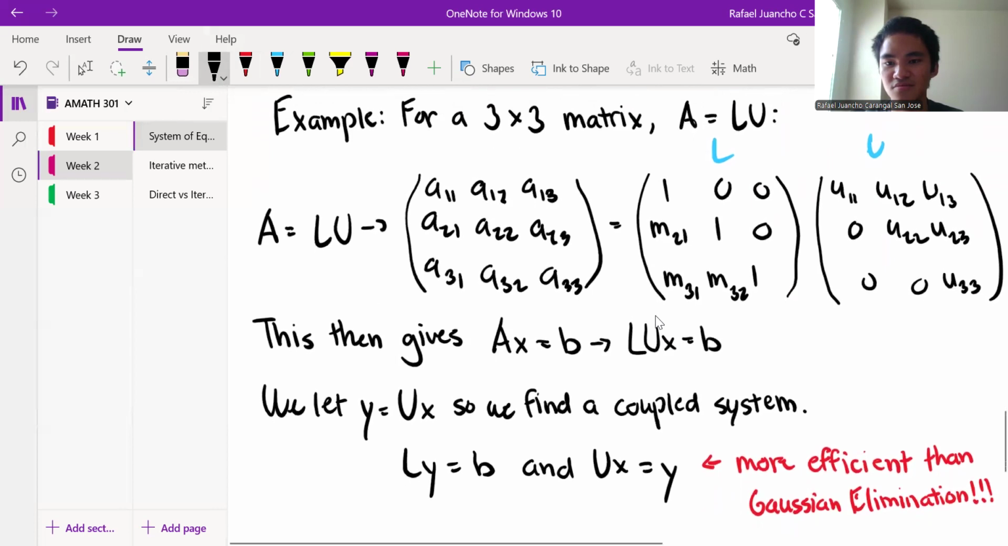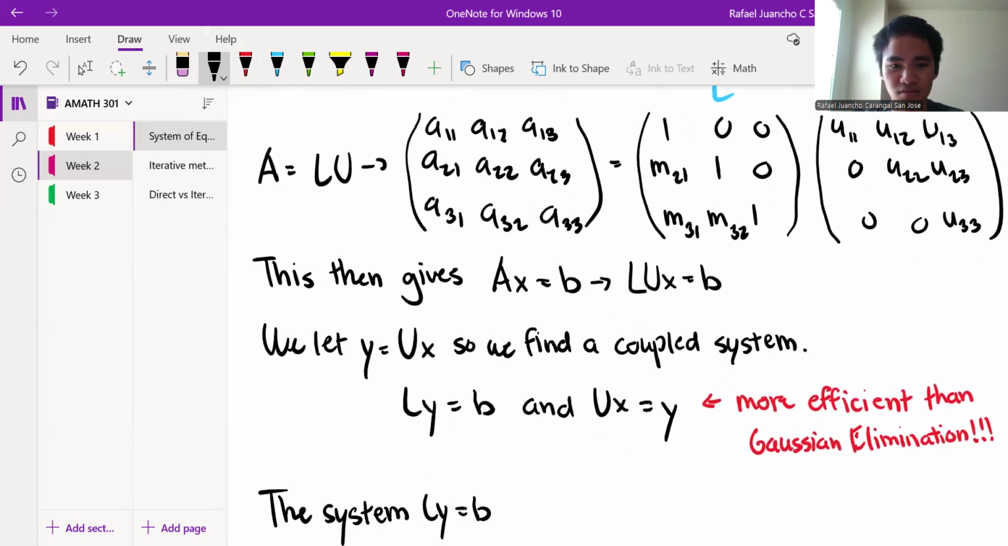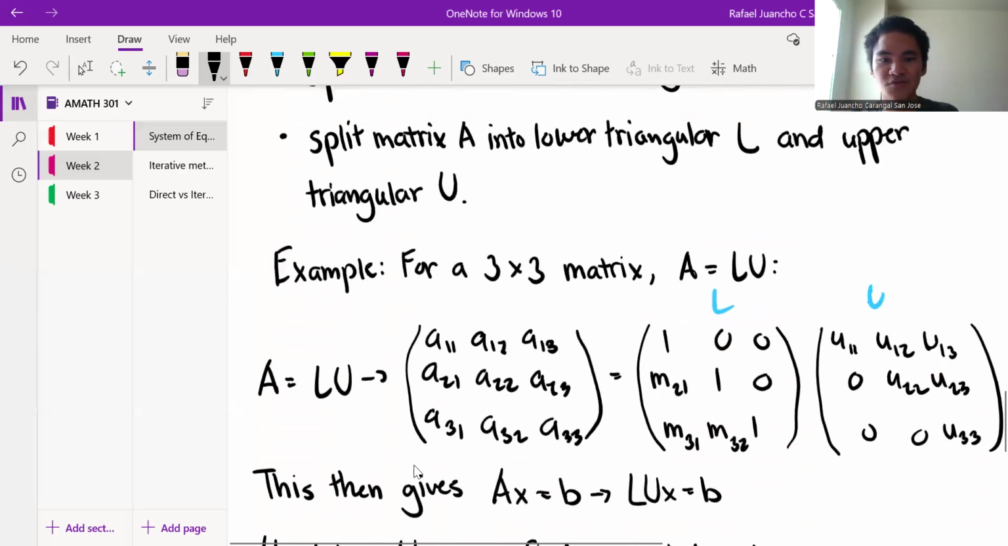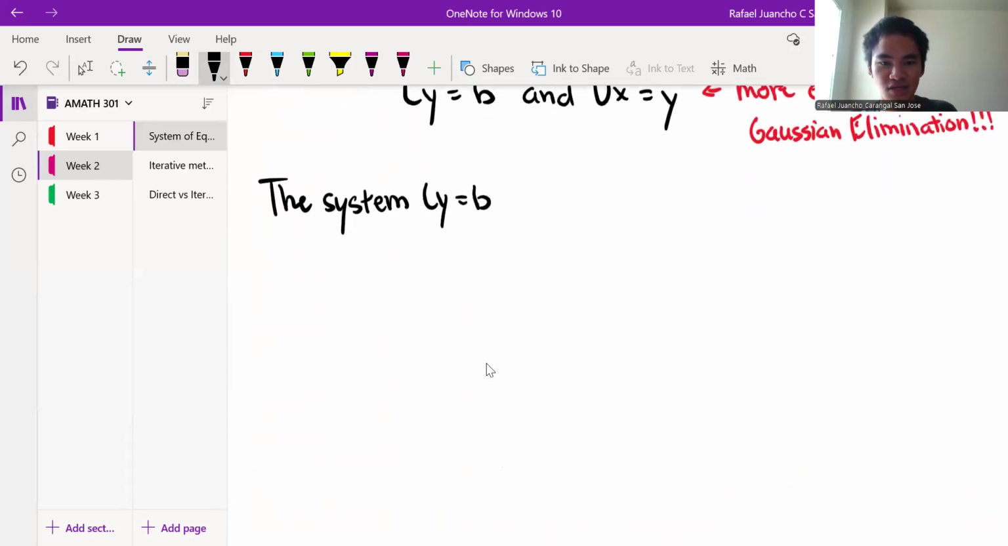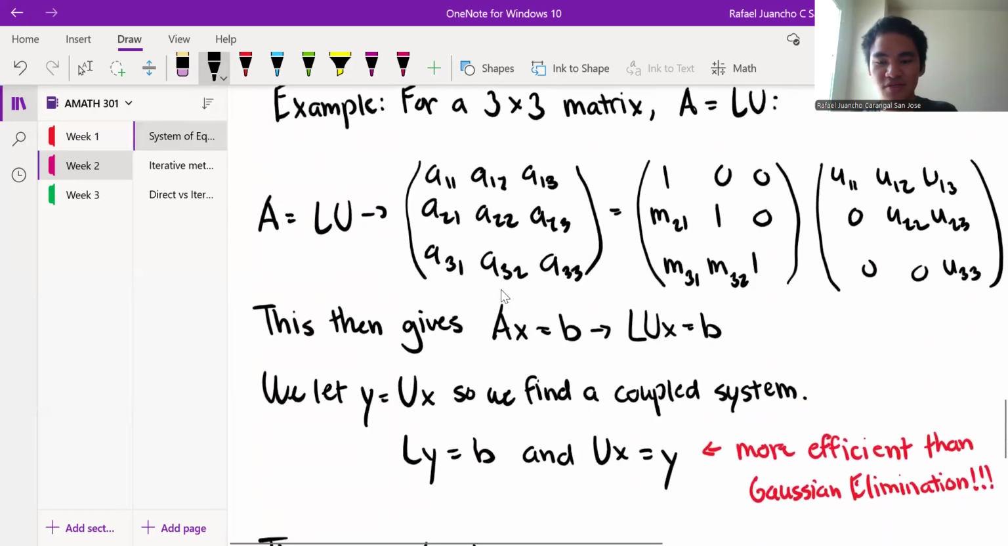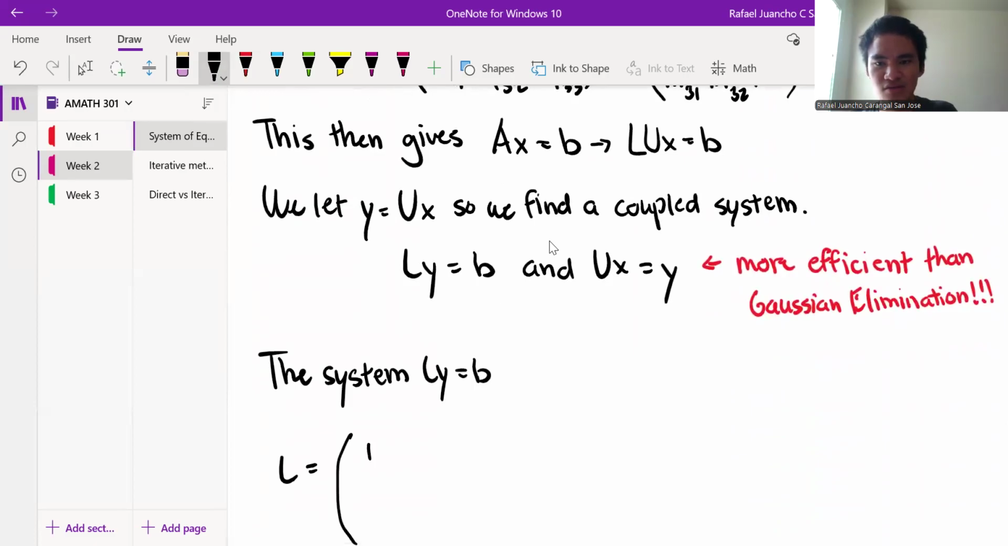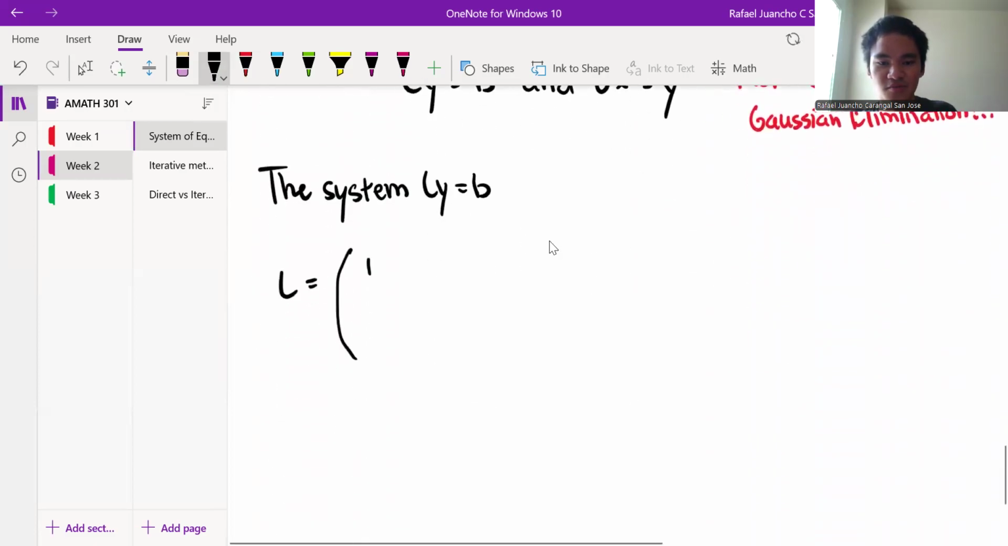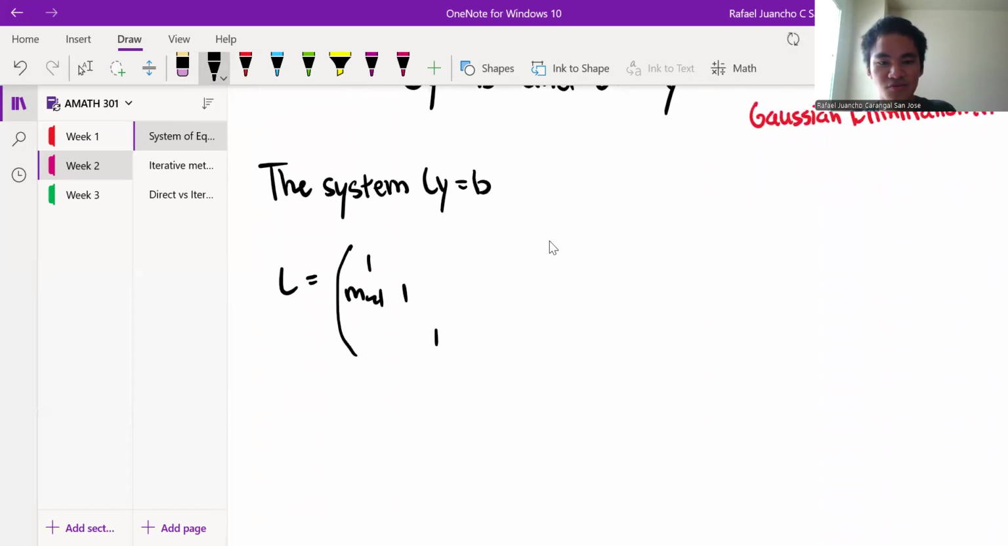Okay, let's actually do it in matrix form first, and then we make the solutions. The textbook went ahead and made the solutions. So my L, again, is a lower triangular matrix. So I have 1, m21, 1, m31, m32, 1, 0, 0, 0. That's my L.